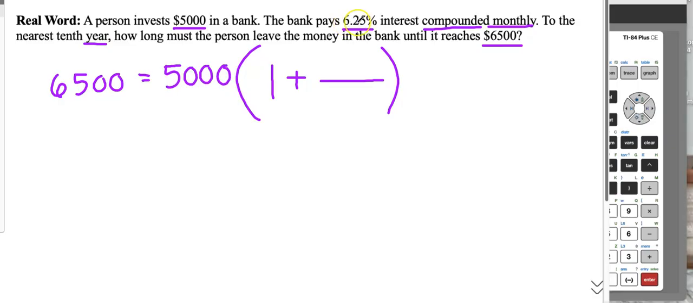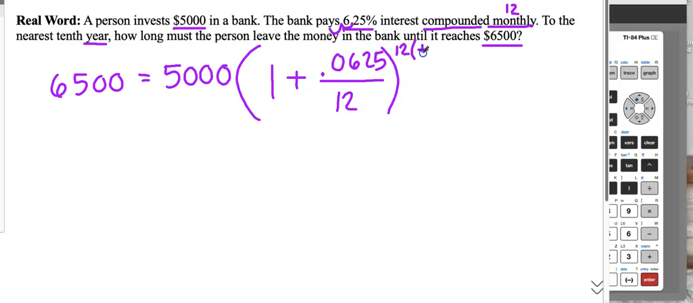But again, this 6.25, you need to move the decimal once, twice. So this will be 0.0625. On the bottom is how many times it's compounded. We know monthly means 12, so 12 would go at the bottom. And then again, 12 repeats. Your n is both on the top and the bottom. And then times our time.